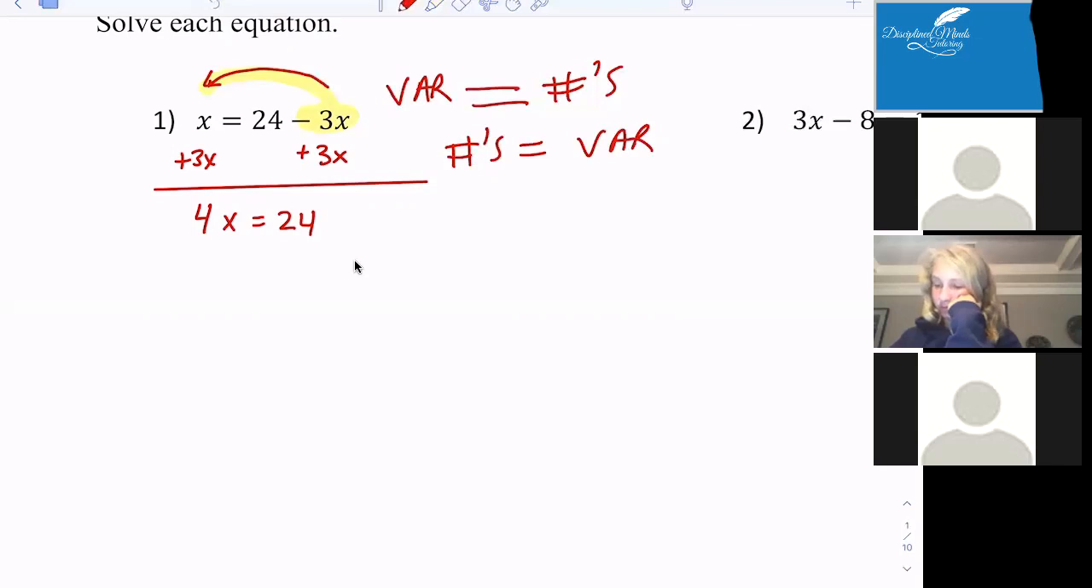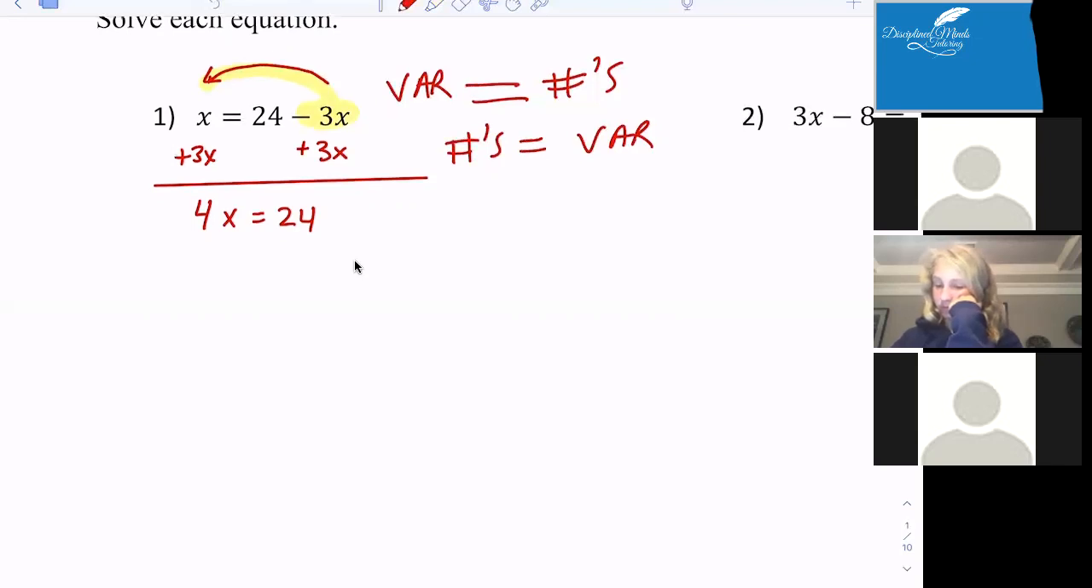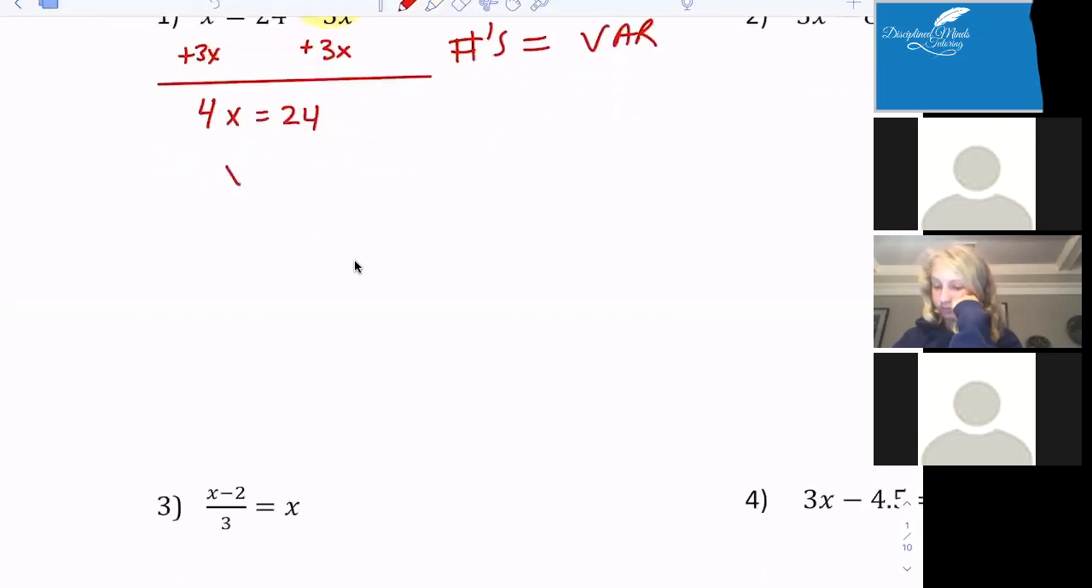From here, everybody should be able to say, well, then we just divide by 4. So when we divide by 4, x is just 6, and you're good. x equals 6. Any issues here?